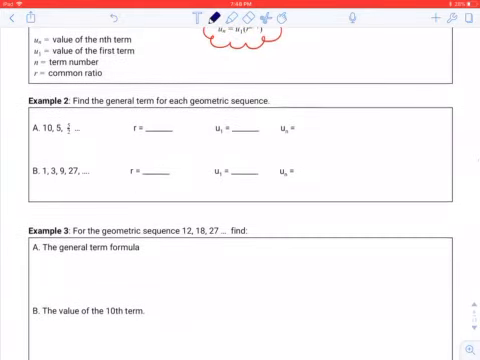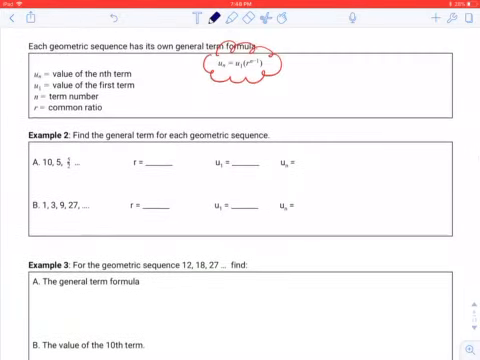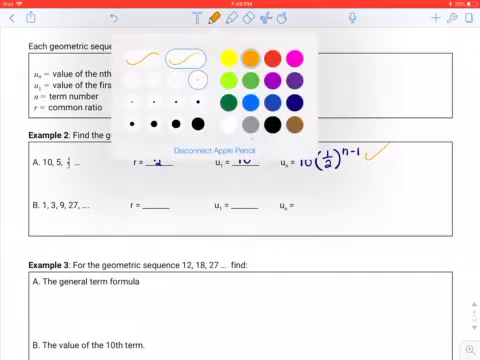So let's take a look at example 2. Two pieces of information that we need are u_1, which is 10 for part A, and r. So what's my common ratio here to go from 10 to 5/2? My common ratio there is 1/2. So my general term formula is going to be u_1, 10, times r to the power of n minus 1. And that's as far as you need to take that. You don't need to simplify. That is good enough.